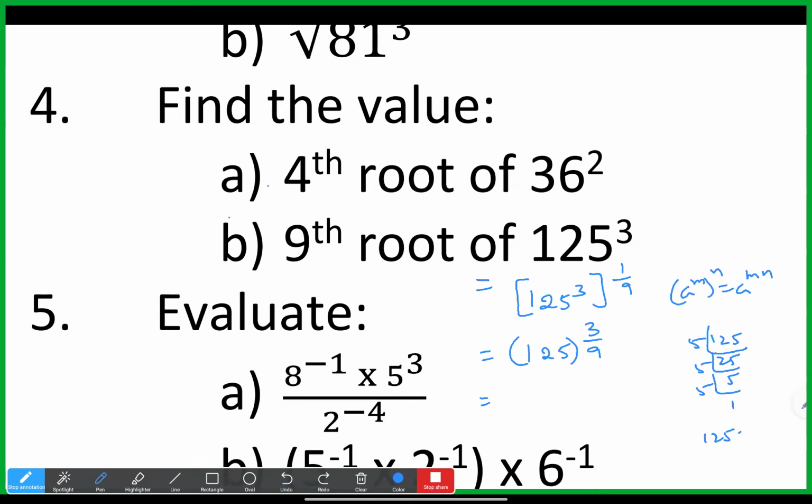It will become 5 cube, and 5 power 3 into 3 by 9 is 5 power 9 by 9, which is 5 power 1, which is 5. This is 125 is 5. Any doubt, Ishwa? No, sir. Okay.